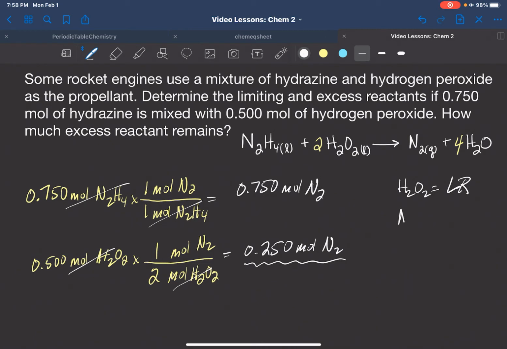So now we know that our N2H4, our hydrazine, is our excess reactant. We know this for a fact. We have just now calculated it out. We could have calculated it out to grams of nitrogen gas on both of these, and it would be different numbers than 0.75 and 0.25, but it would just be in grams, and it would still work itself out to where the limiting reactant was still the hydrogen peroxide. We just have it in gram units instead.